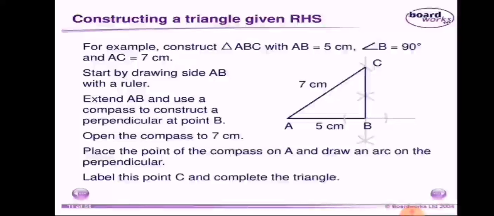To draw this triangle, first of all draw the base AB of 5 cm with the help of a ruler. Now construct an angle of 90 degrees at B with the help of a protractor or with the help of a compass. Now open the compass to 7 cm, put the compass pointer at A and cut the drawn perpendicular at the point C. Join point A to C to complete the triangle ABC.